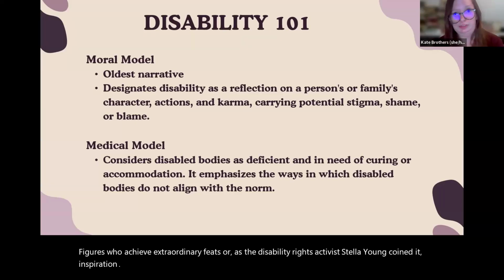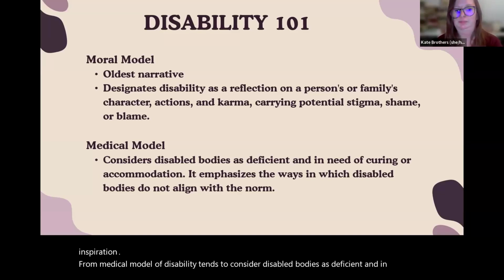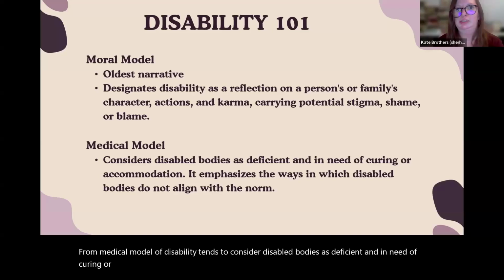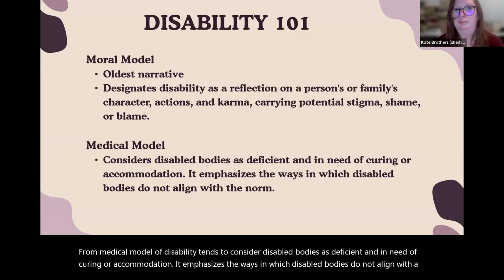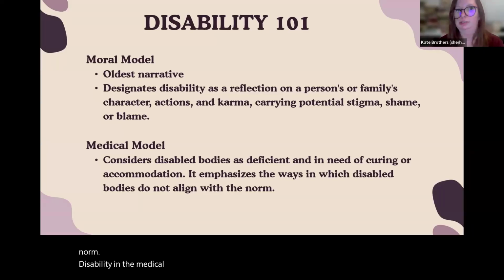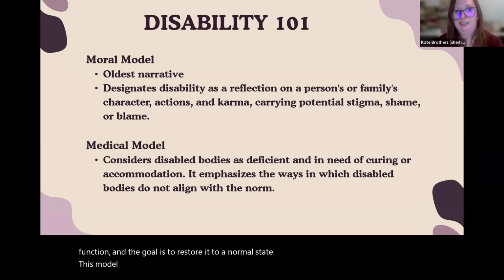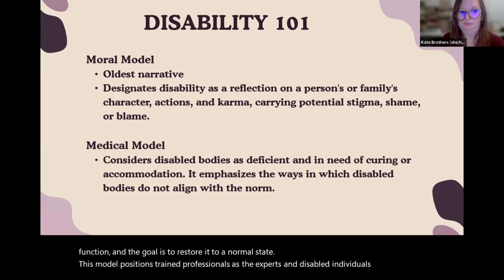The medical model of disability tends to consider disabled bodies as deficient and in need of curing or accommodation. It emphasizes the ways in which disabled bodies do not align with the norm. Disability in the medical model is seen as a pathological impairment in body system or function, and the goal is to restore it to a normal state. This model positions trained professionals as the experts, and disabled individuals are expected to follow their guidance.